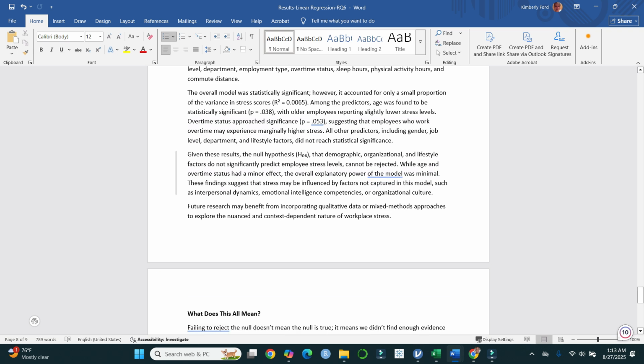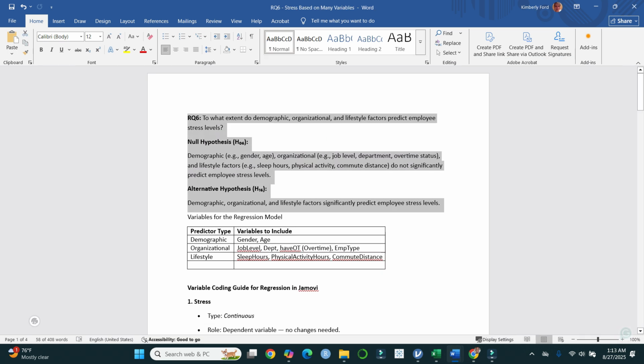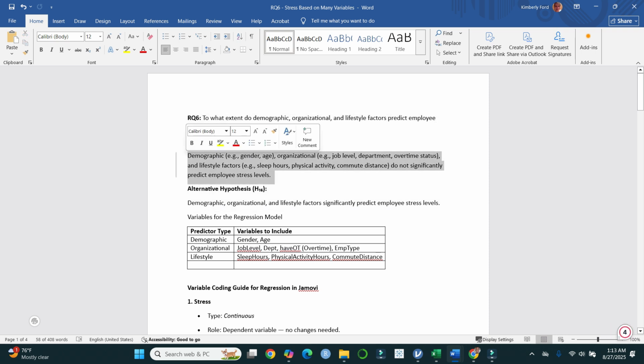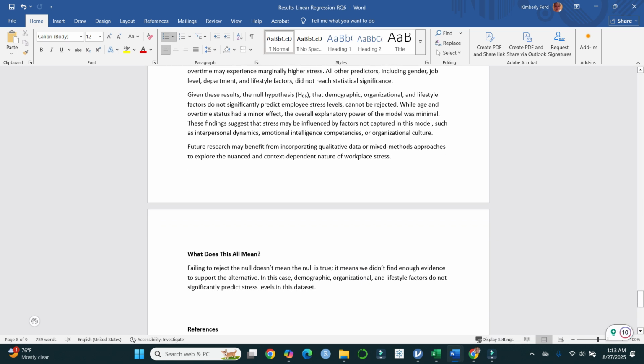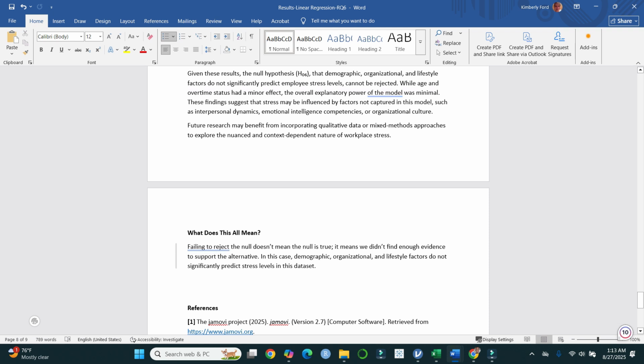And so we cannot reject our null hypothesis, which is that these variables do not significantly predict stress level. Again, we cannot reject that. So what does this mean? Just because we fail to reject the null hypothesis doesn't mean that the null is true. It just means, based on the evidence that we collected from the surveys, that we didn't have enough to support the alternative. In this case, the demographic, organizational, and lifestyle factors that I chose don't significantly predict stress levels in this data set.